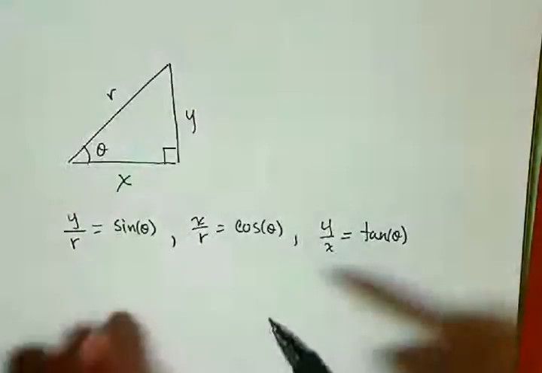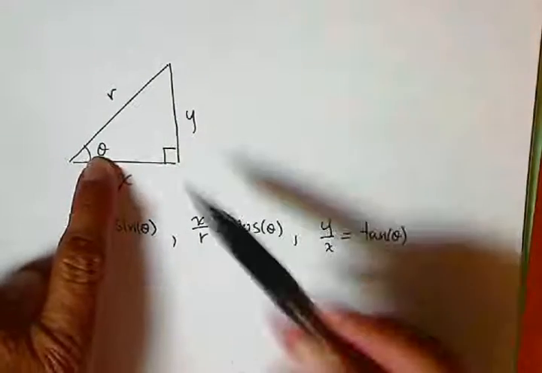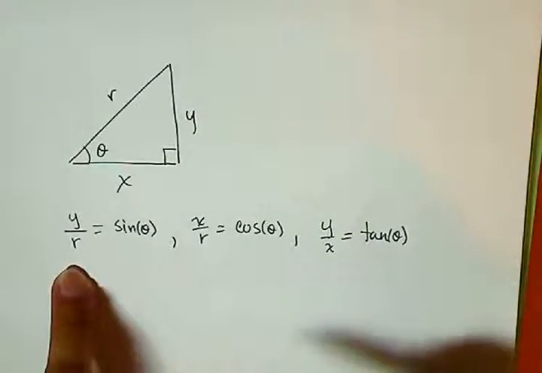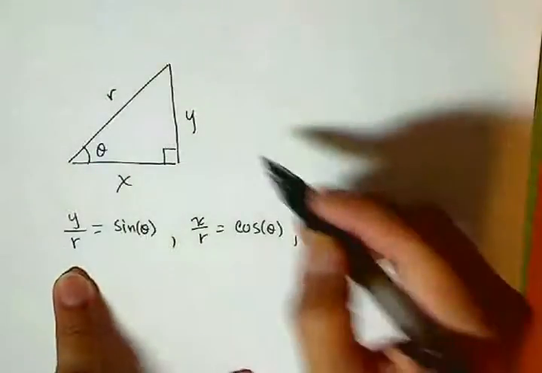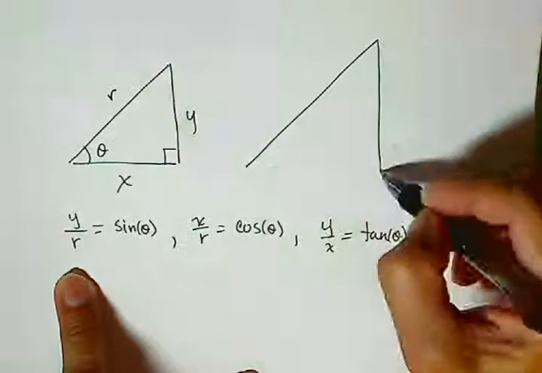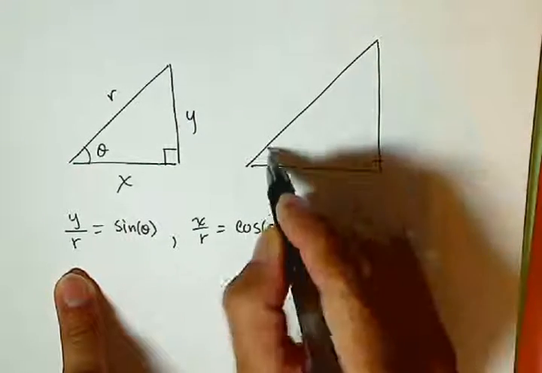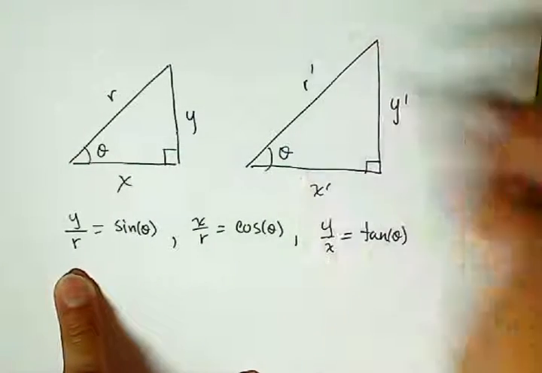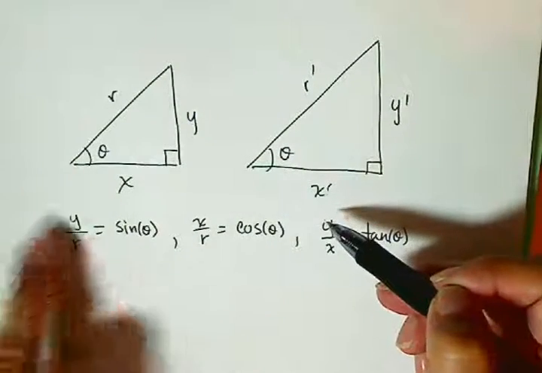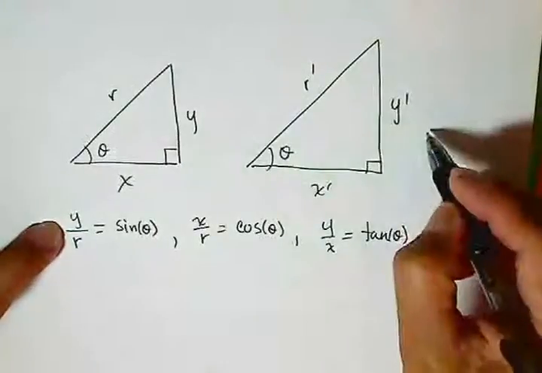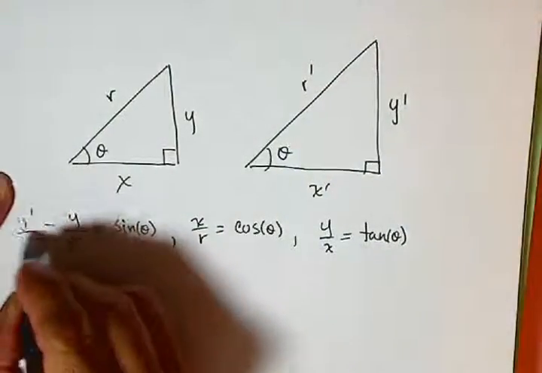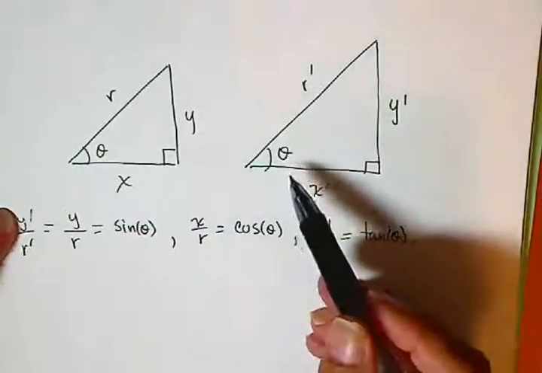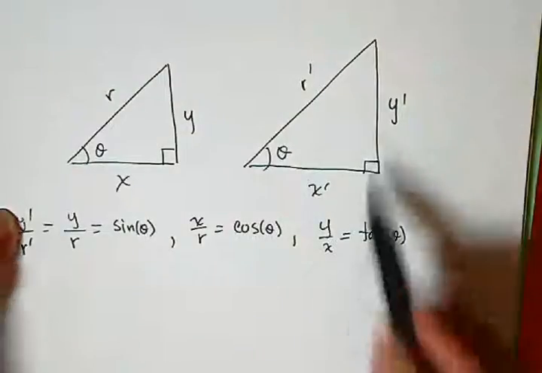Remember that theta wasn't relative to the lengths of the sides. It was the ratio that changed from triangle to triangle. If I were to draw a similar triangle to this one, so I knew that angle was also theta, and this was X prime, Y prime, R prime, well, that ratio would be the same as this ratio. So Y prime over R prime is also sine of theta. It's related to the angle theta and not the lengths of the sides.